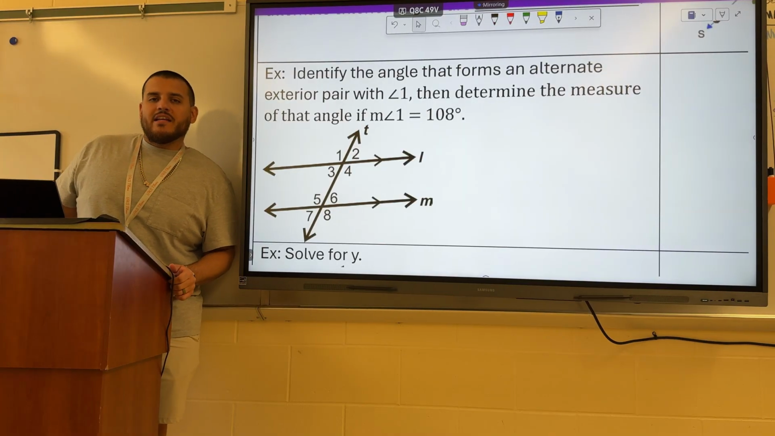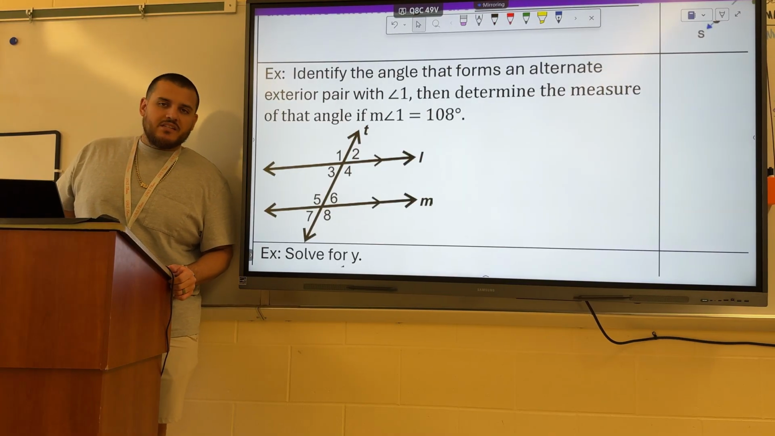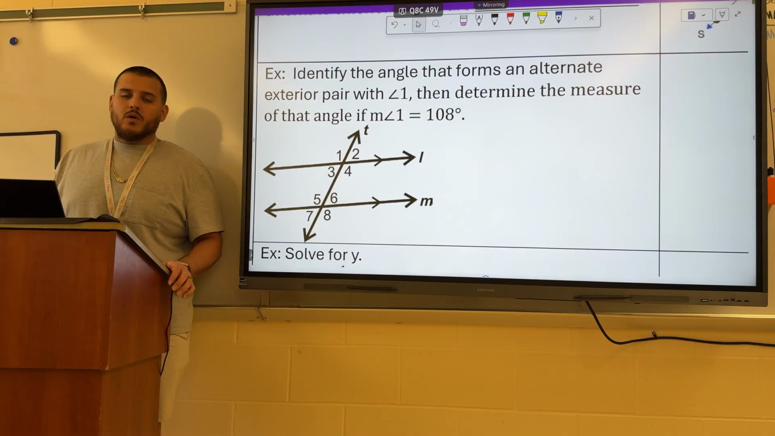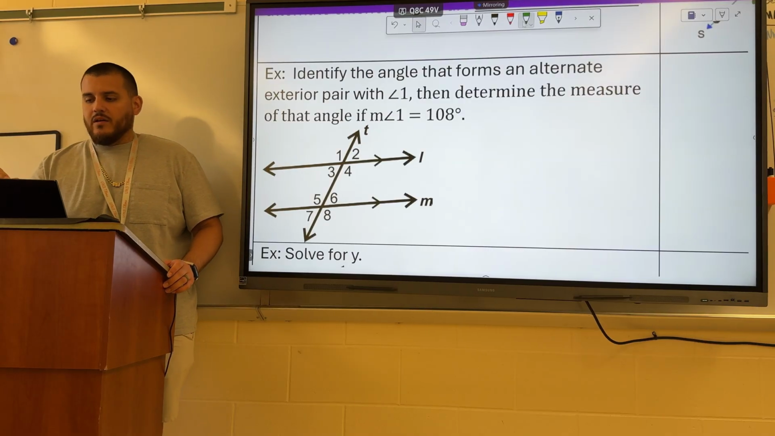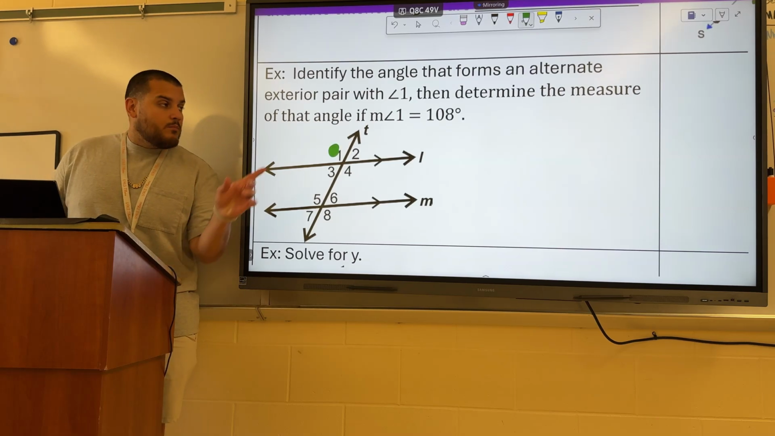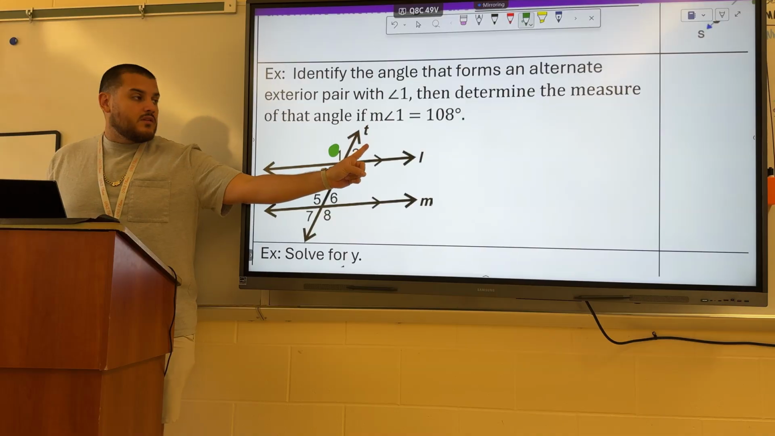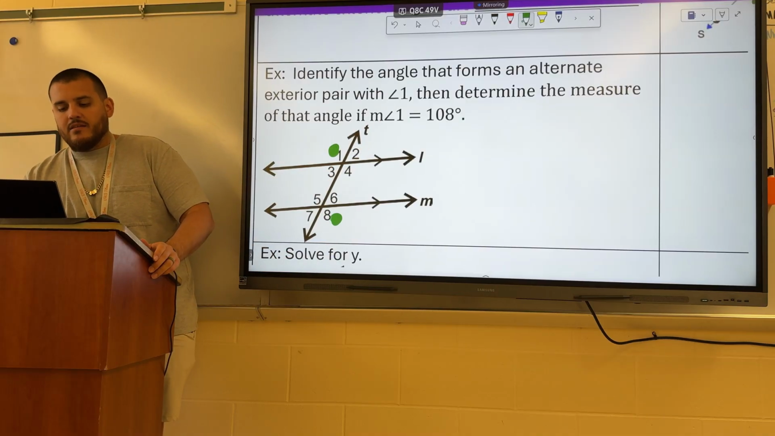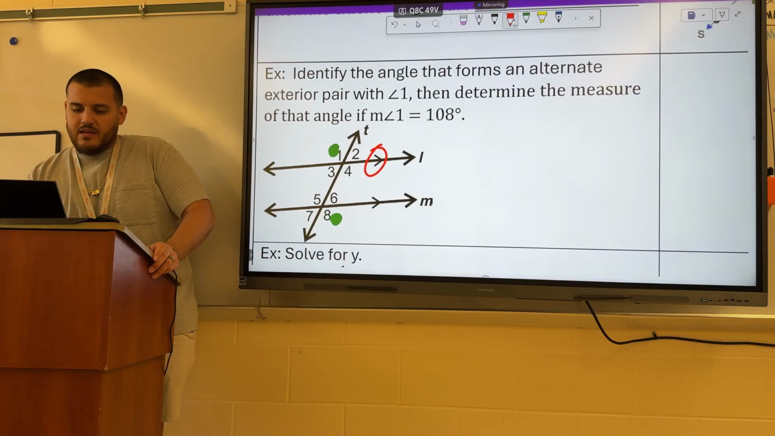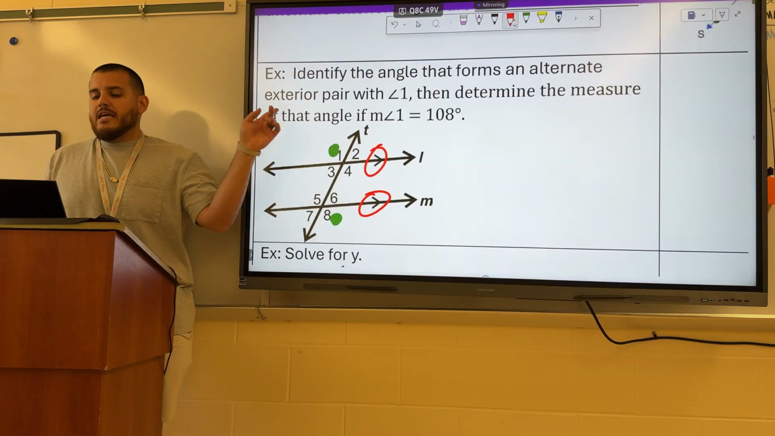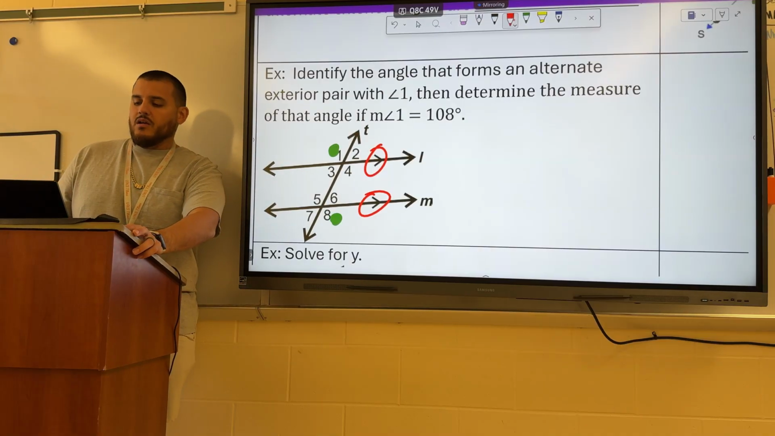In our figure here, we're going to identify the angle that is alternate exterior to angle 1, and then we're going to find the measure of that angle if angle 1 is 108 degrees. So angle 1 is up here. The alternate exterior angle would be on the other side of the transversal and on the opposite intersection, which would be angle 8. And because we can see here that lines L and M are parallel to each other with matching amount of arrows, that means these angles have to be congruent to each other.